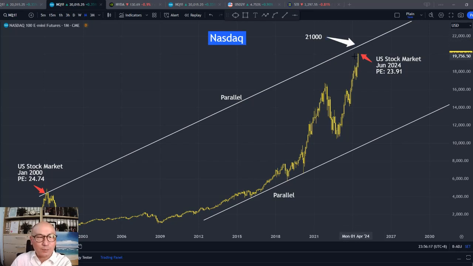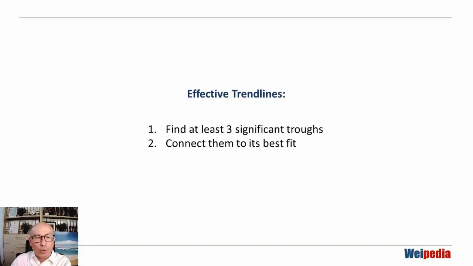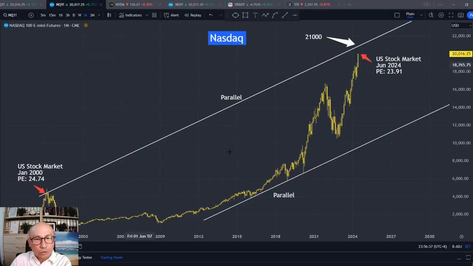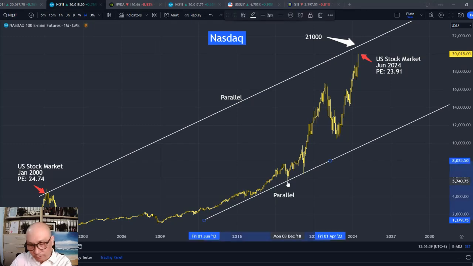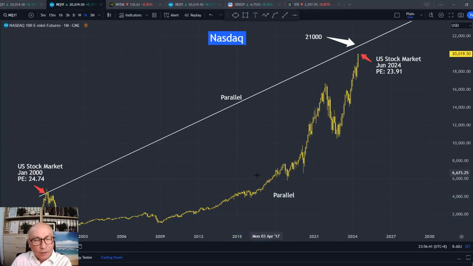Let's first discuss how to construct an effective trend line. There are two rules to it. Number one is that we have to find at least 3 significant troughs, which we're going to describe very shortly. And number two is to connect them to its best fit. Now, let me go to this chart itself, and I'm going to delete this off. Now, how do we draw this parallel line? First, we have to have the rules for how to construct this uptrend line.